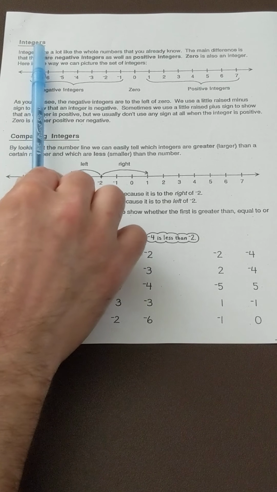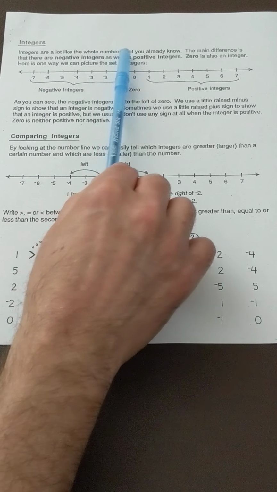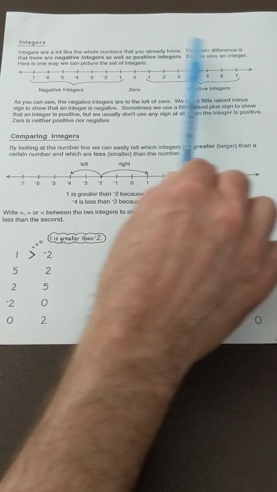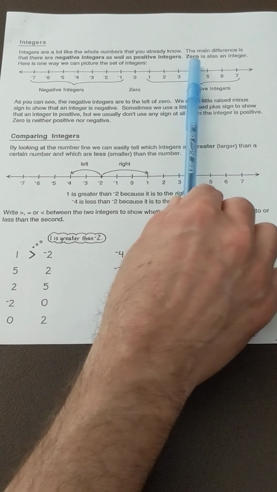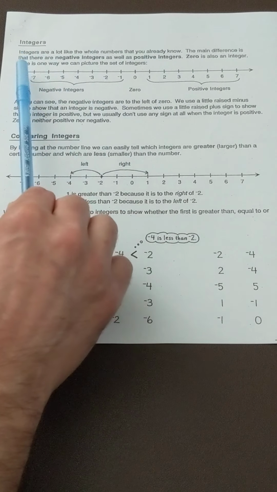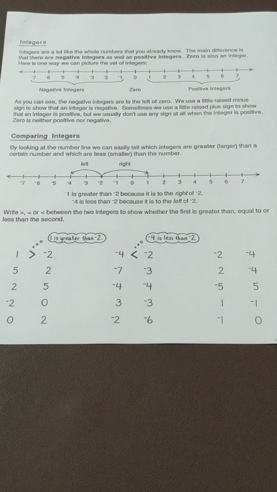So the next one is going to be integers. Integers are a lot like whole numbers that you already know. The main difference is that there are negative integers as well as positive integers. 0 is also an integer. Here is one way we can picture the set of integers.